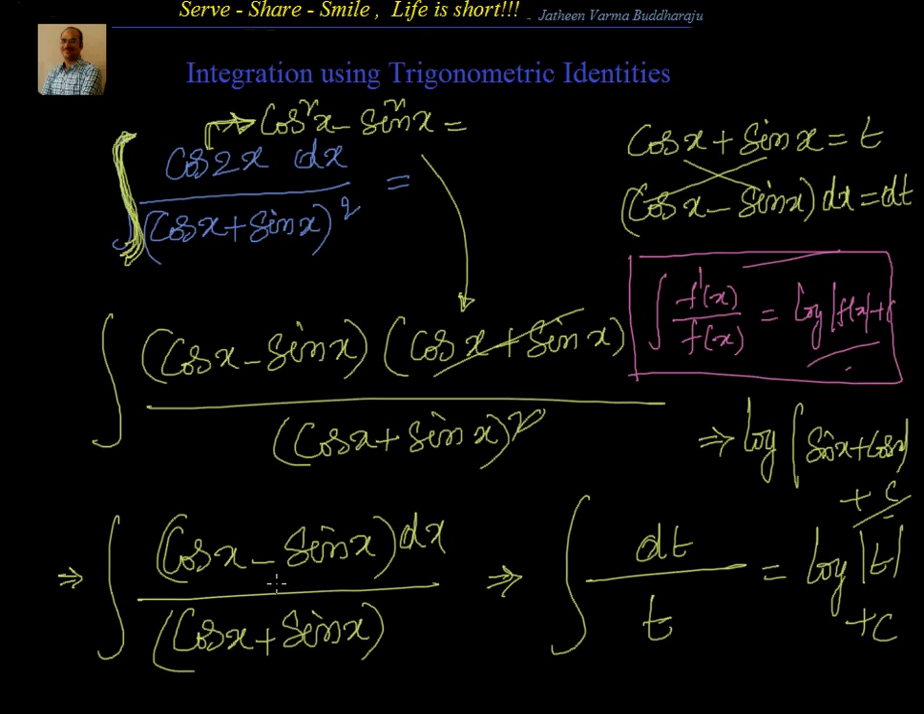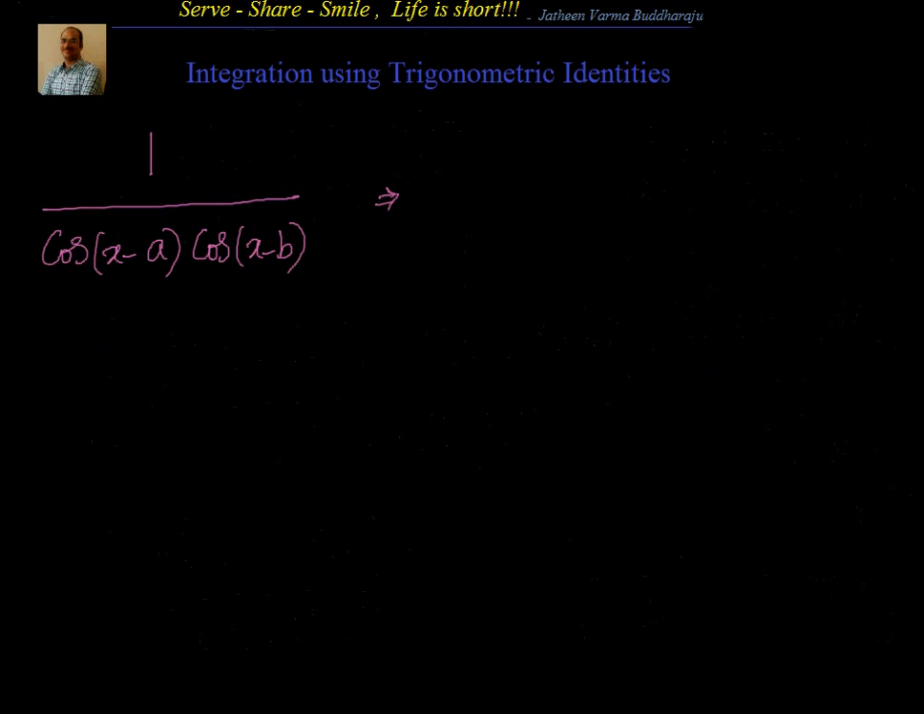Okay, let's go to the next one. This is an interesting problem. Let's have a look at this. We have to find the integral of 1 by cos of x minus a into cos of x minus b dx. Now we don't have anything in the numerator. In the denominator we have a product of two cosine functions, cos of x minus a and cos of x minus b. So how do we move forward?